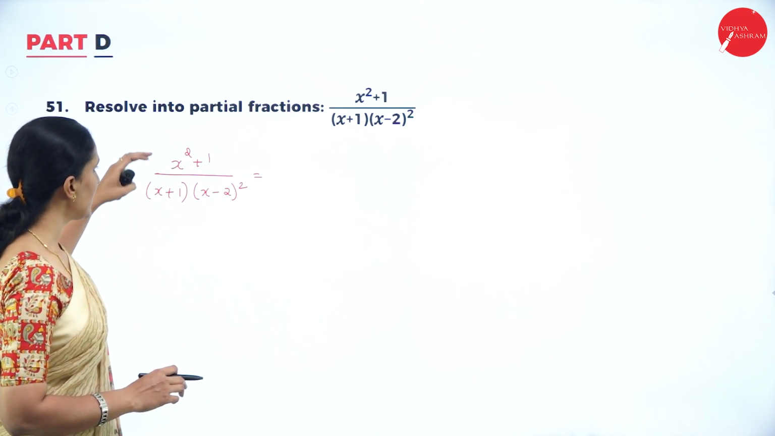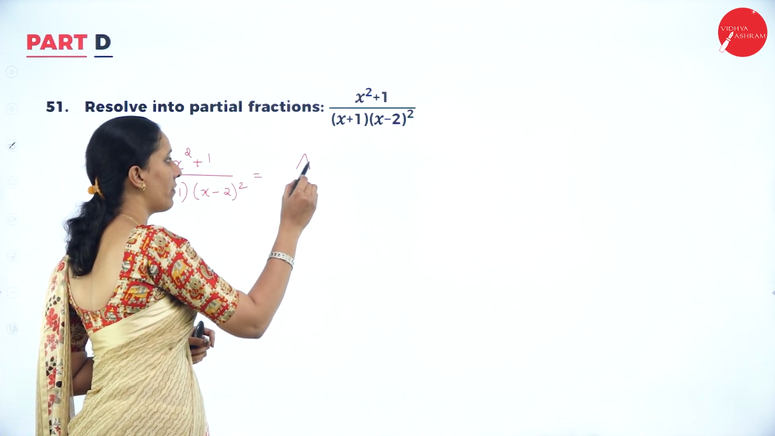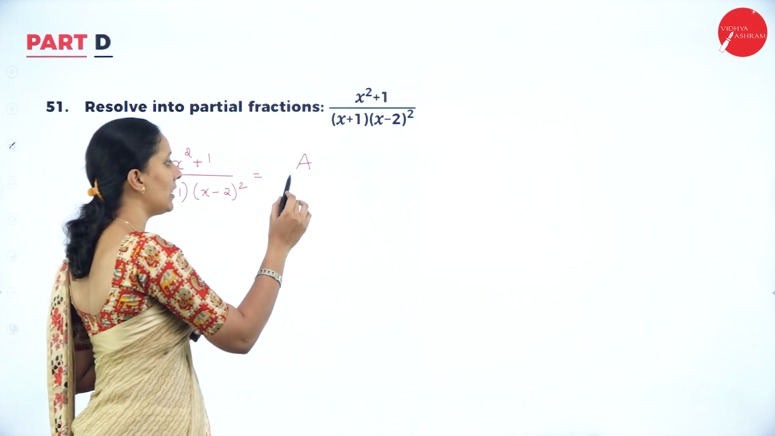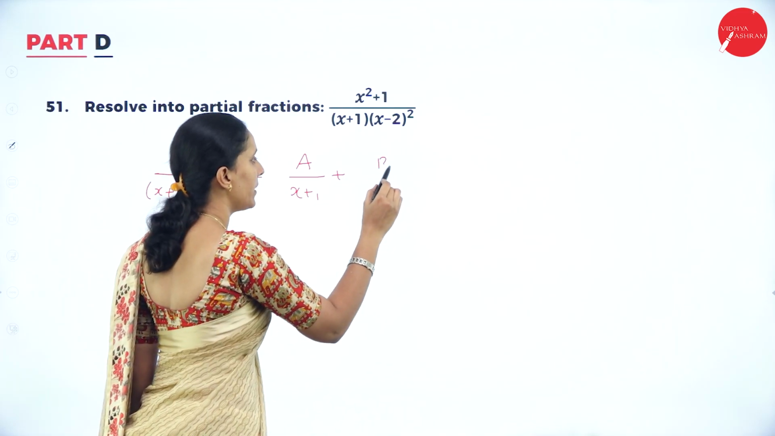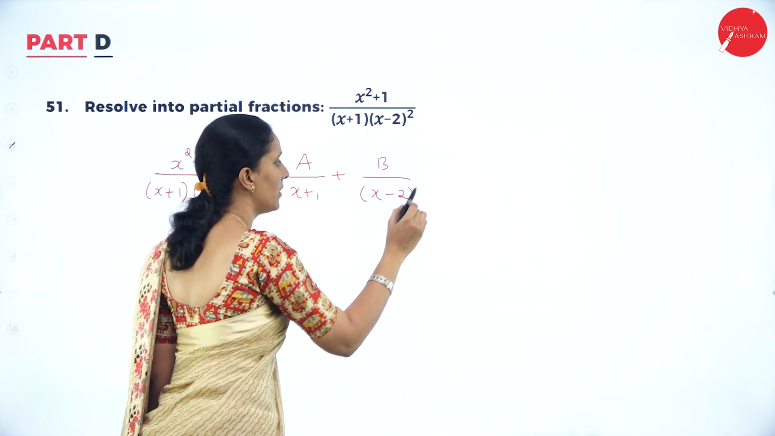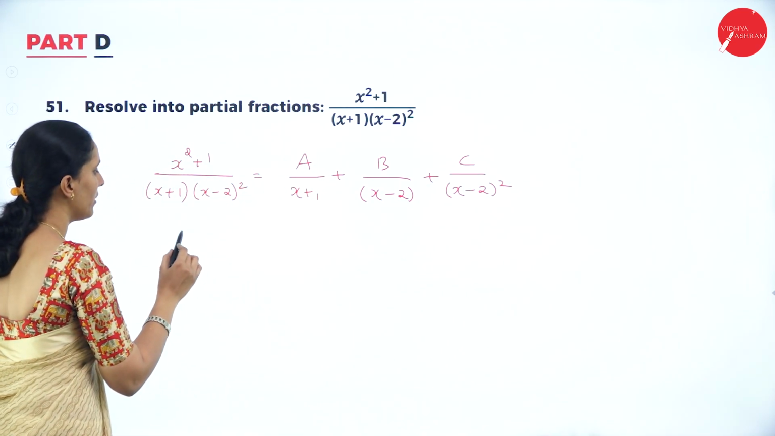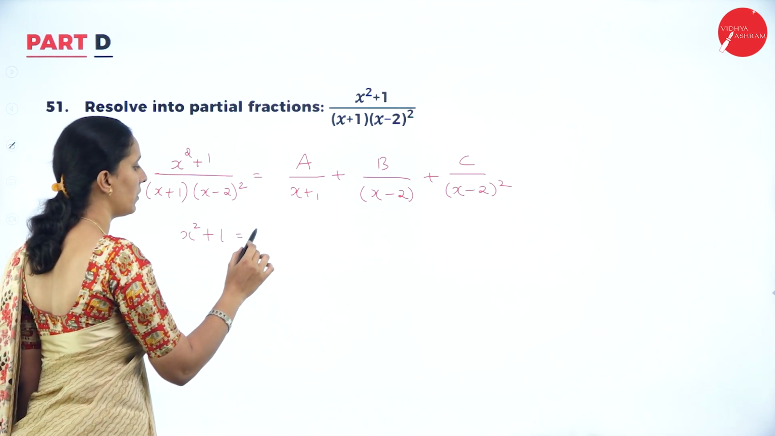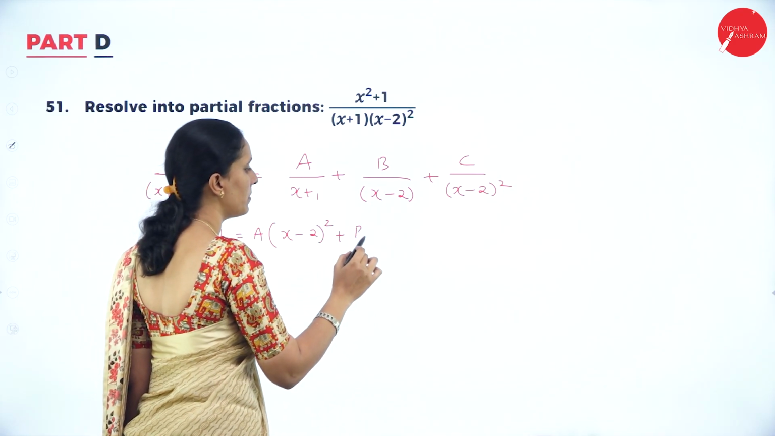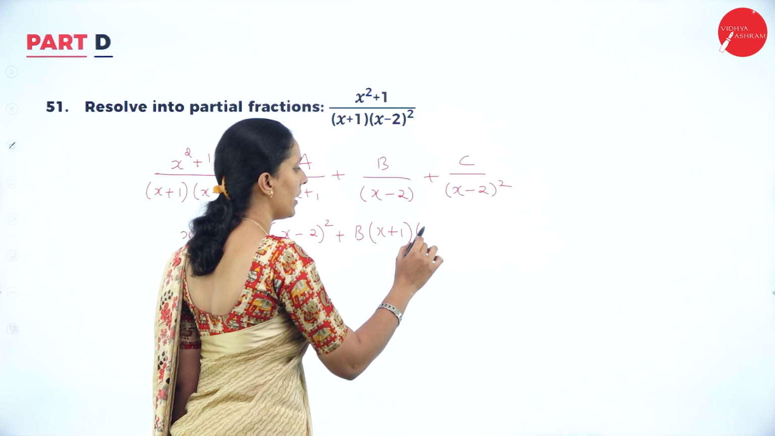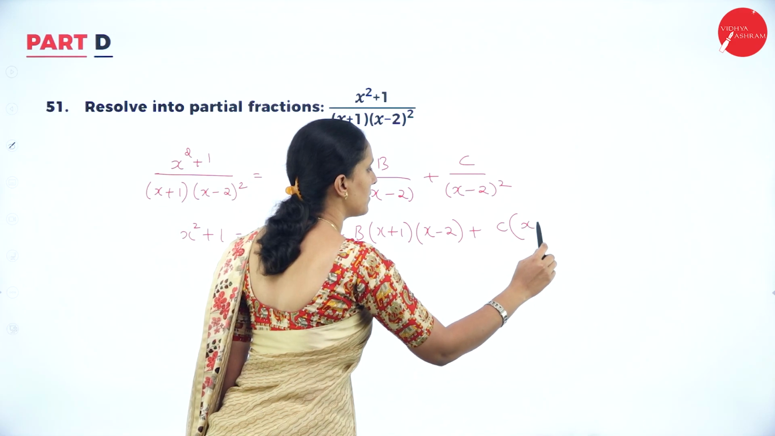So here clearly we can see the degree of the numerator is less than the denominator, and using the rules of partial fraction, here we have repeated linear factors. Thus I can write this as A divided by x plus 1, plus B divided by x minus 2, plus C divided by (x minus 2) whole square. So on solving this, we will get x square plus 1 is equal to A into (x minus 2) whole square plus B into (x plus 1)(x minus 2) plus C into (x plus 1).